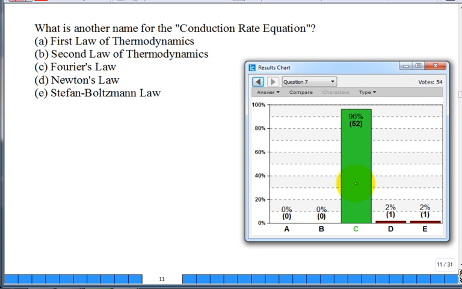So you say, why didn't they just say the beginning section of chapter 2 is Fourier's law? I don't know. They said it's the conduction rate equation. What's the radiation rate equation? Stefan-Boltzmann law. What's the convection rate equation? Newton's law of cooling. But hey, it's the rate equation. It helps you predict not the amount of heat transfer, but the rate of heat transfer. That's why they call it the rate equation.